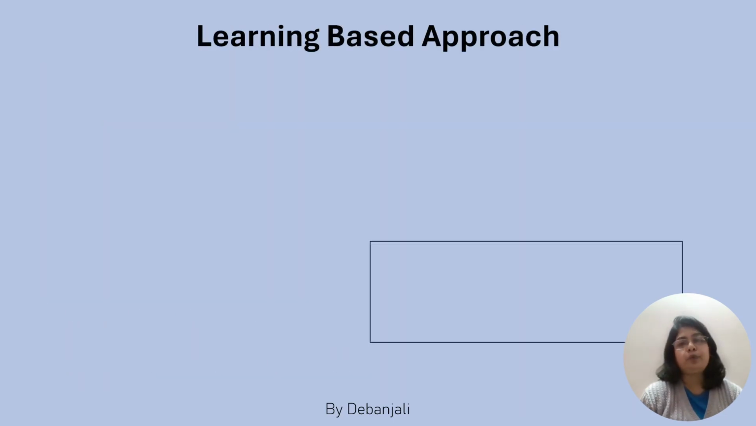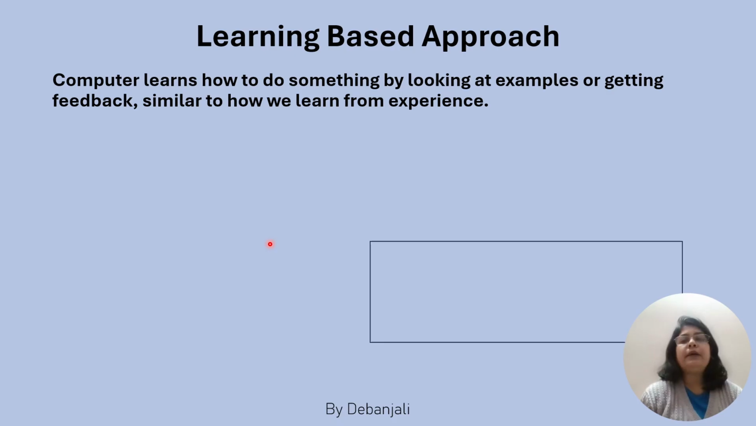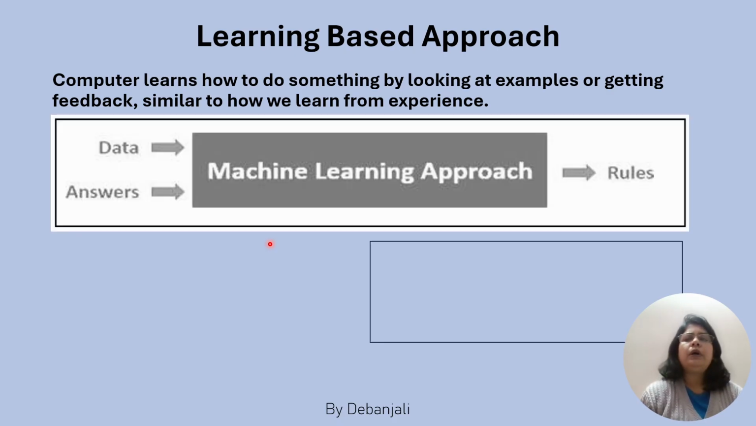Next is the learning-based approach. In the learning-based approach, an AI, this is an approach in which the computer learns from data and experience instead of following fixed rules which are defined by humans. So this is a method where an AI system learns patterns from data to make decisions or predictions. Under the learning-based approach, we have already seen machine learning and deep learning. As I told you, in learning-based it learns the patterns.